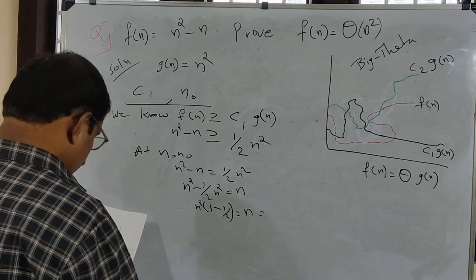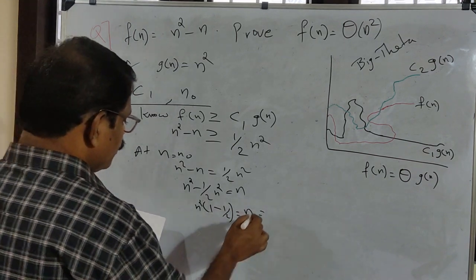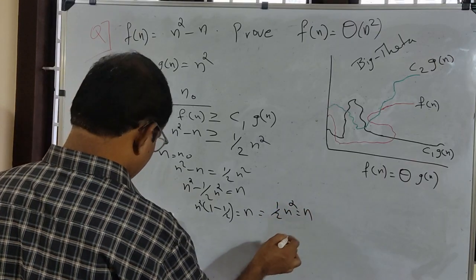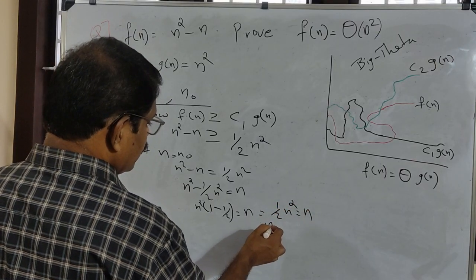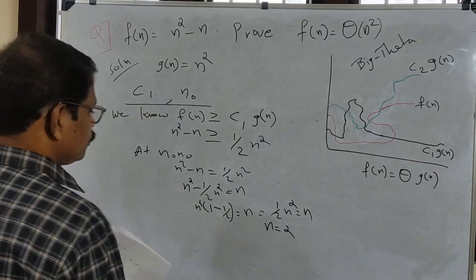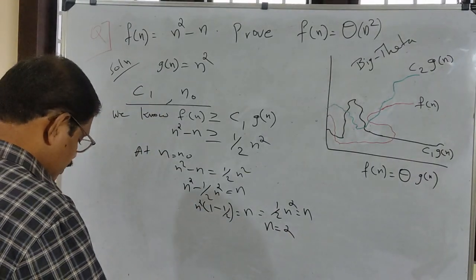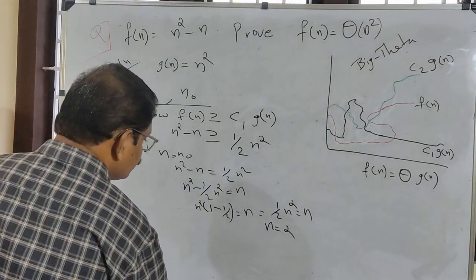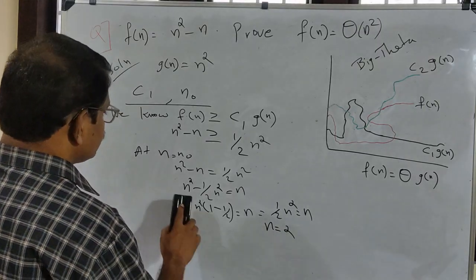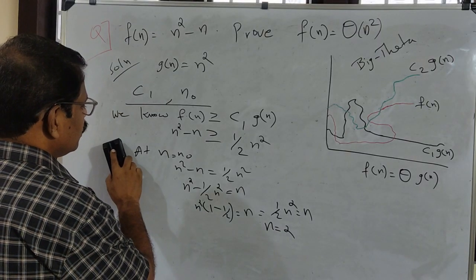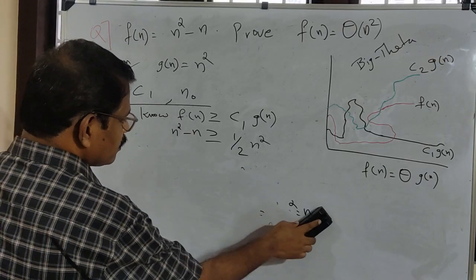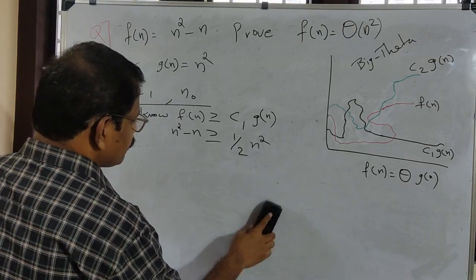n is equal to 1 by 2 n square is equal to n and n equal to 2. You will get n0 is equal to 2. Okay, you can solve this equation like this and obtain this n0. Let us try to guess this while considering different values of n.